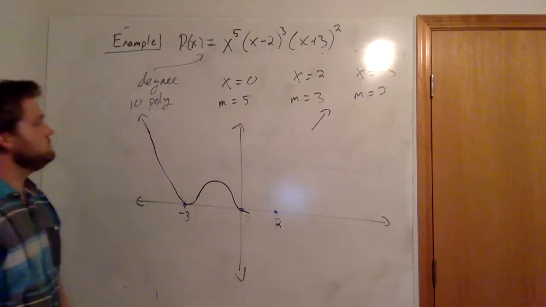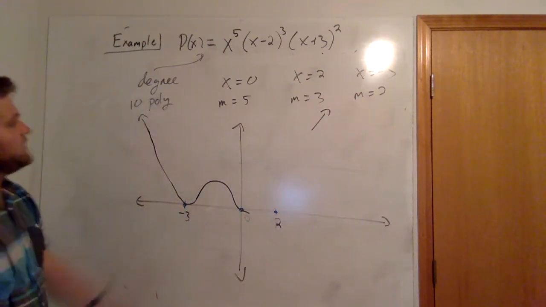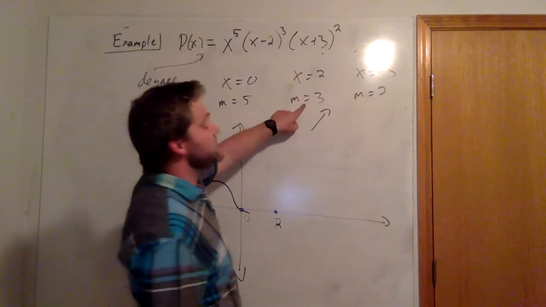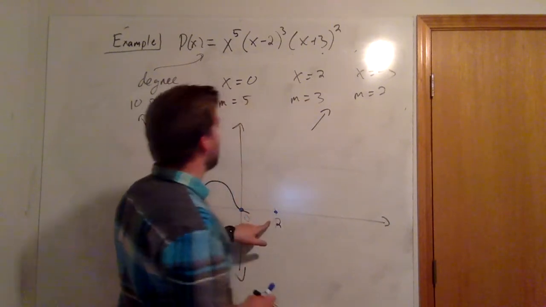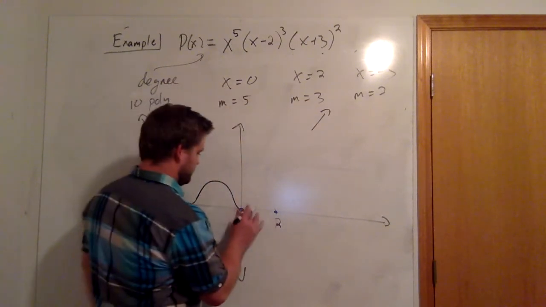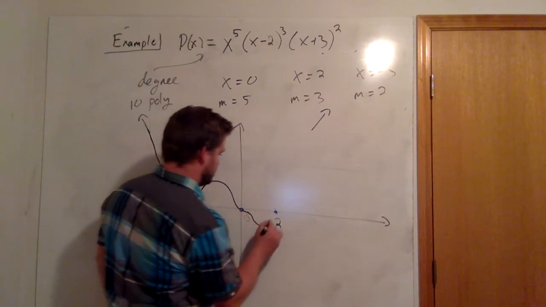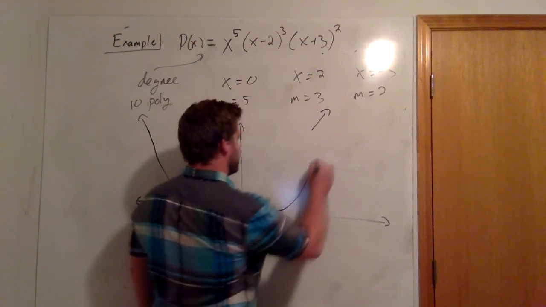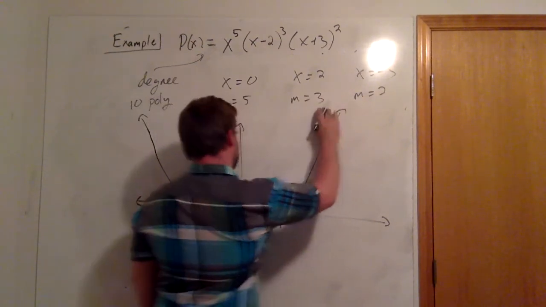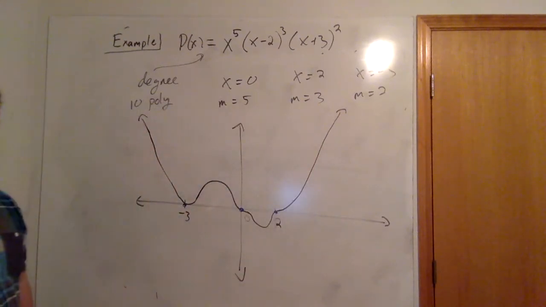Okay. And how about at x equals 2? Well, it also has an odd multiplicity, so it's going to cross through at 2. So it's going to cross through, and it's going to come back up, and it's going to connect to our end behavior. So that's what the graph is going to roughly look like.